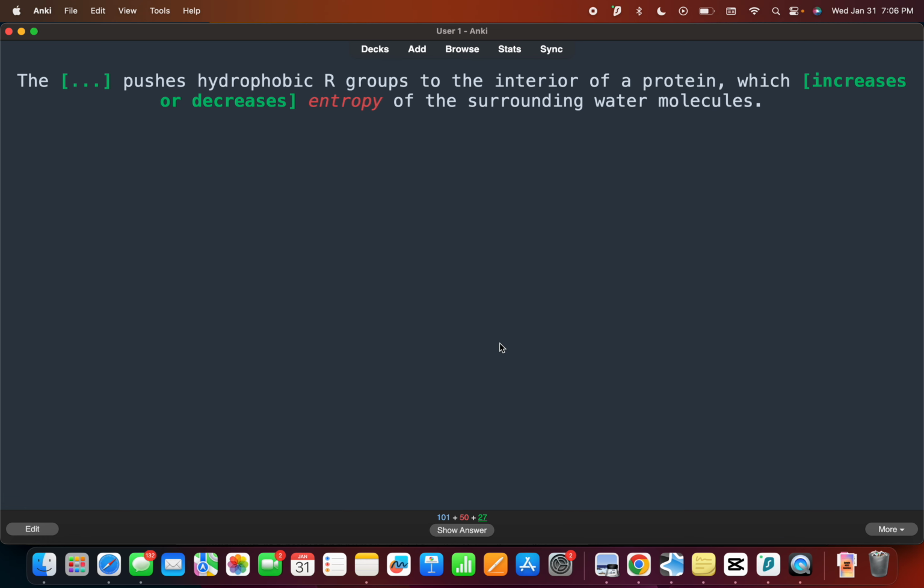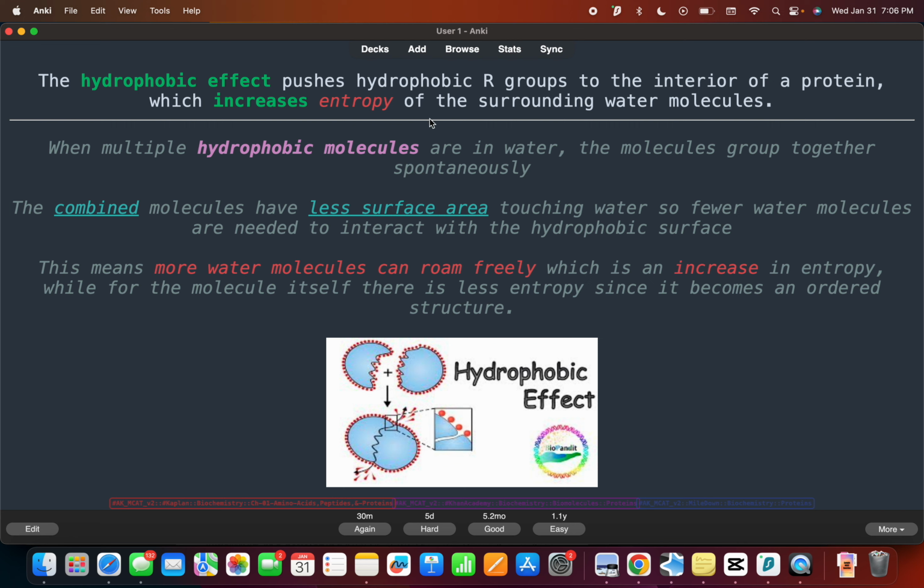What pushes hydrophobic R groups to the interior of a protein, which increases or decreases entropy of the surrounding water molecules? So when you push the hydrophobic R groups to the interior of a protein, that would decrease the entropy. Oh, the surrounding molecules' entropy would increase, I believe. Yes, and it's the hydrophobic effect that does this.